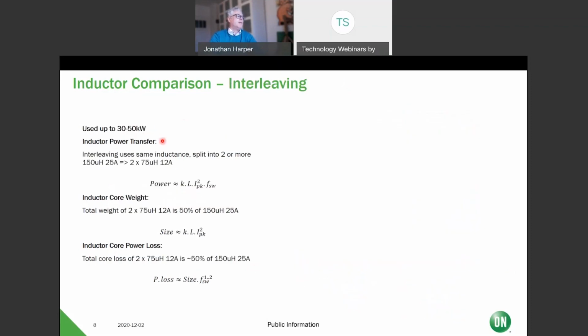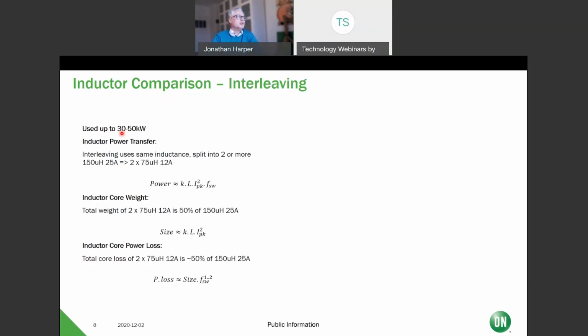Then we have interleaving. Interleaving is where you split the circuit into 2 pieces. So instead of having one 150 microhenry inductor, you use 2 75 microhenry inductors. This is used, for example, on the laptop I'm using. Interleaving is used on the power supplies. There's probably, I can't remember what it is now, 6 interleaved inductors for each VRM stage. That's what it used to be. Maybe it's changed since then. The idea is you get much better power density by doing that.